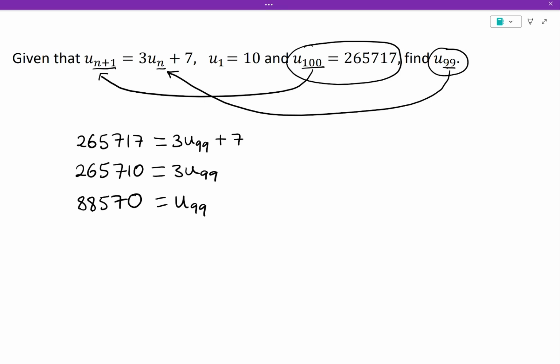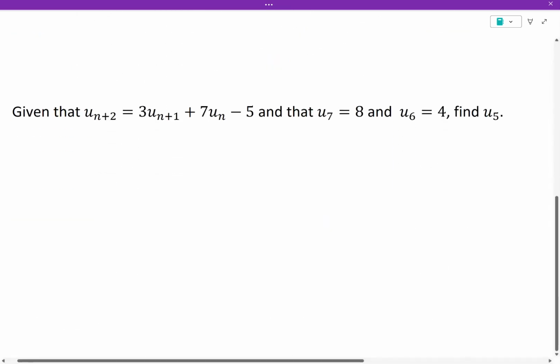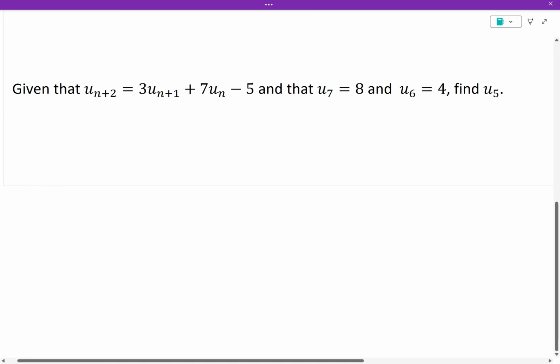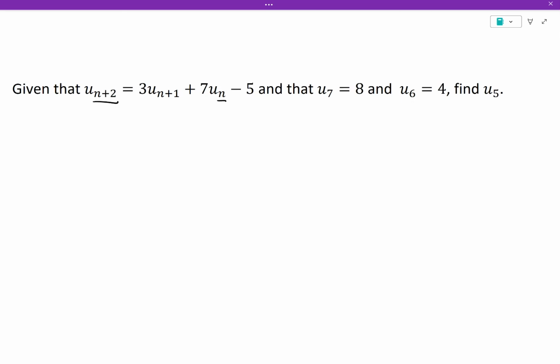Let's have a look at another question. So we got this one here. And if we look at our recurrence relation, our highest subscript is n plus 2, our lowest is n. That is a difference of 2. So this is a second order recurrence relation. So therefore, you'd need 2 terms to generate the next term. Okay, or 2 terms to generate the previous term.